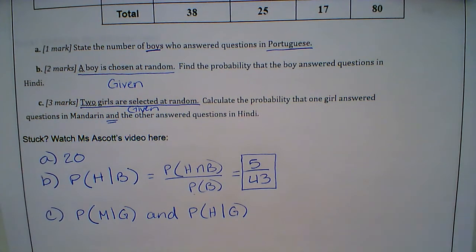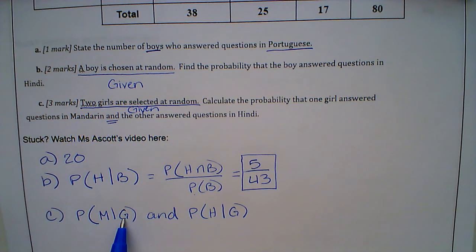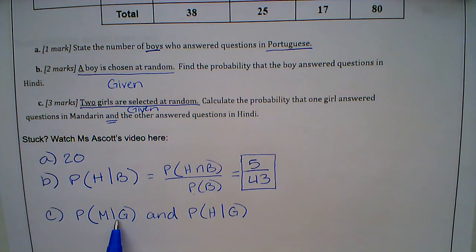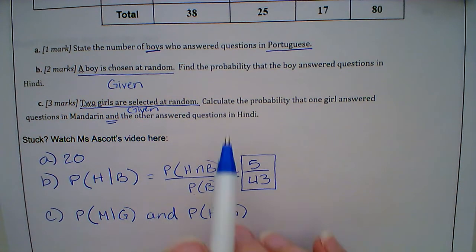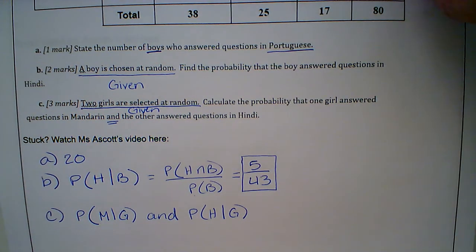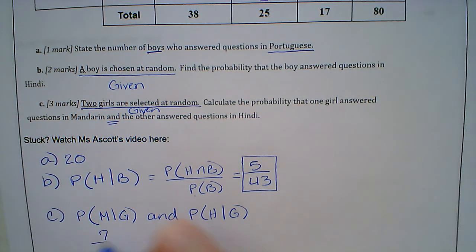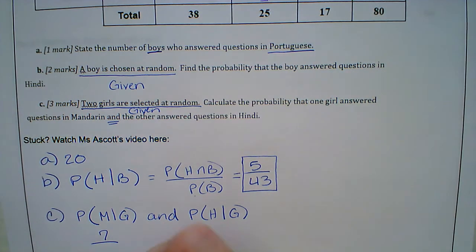Okay, so let's see what we got going on here. Mandarin given girl. Well, remember, I need Mandarin and girl. So how many girls answered in Mandarin? I got to go back and look at my thing over here. So 7 girls answered in Mandarin. And how many girls total were there? 37.